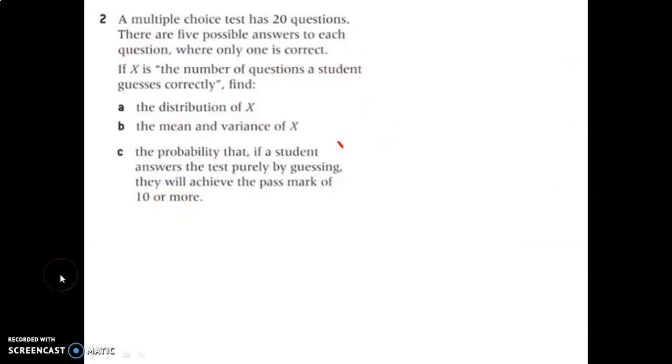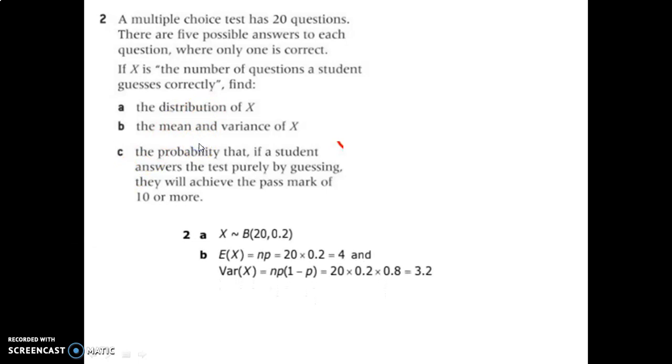Okay, here's one more. Let's try this one. Read the question, see if you can figure this out here. Okay, so A, here's our distribution, binomially distributed, 20 trials, and a 0.2 chance or 1 in 5 chance to guess a problem correctly. And now, so that's the distribution. You could have drawn a table as well.